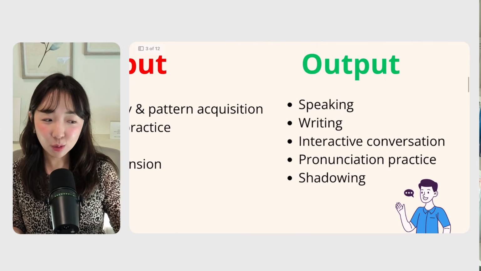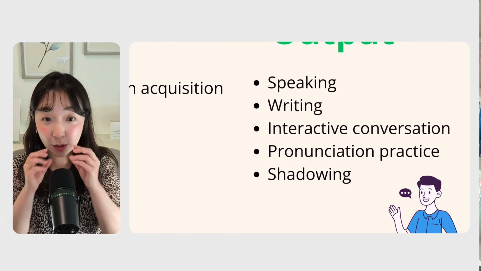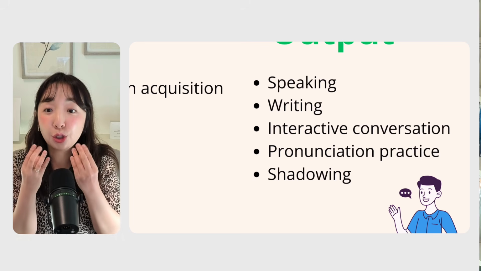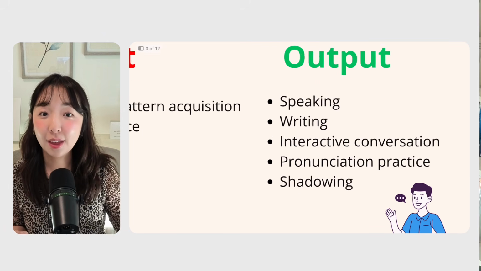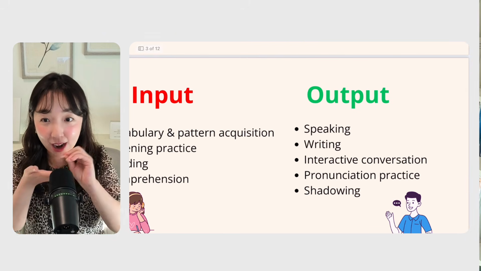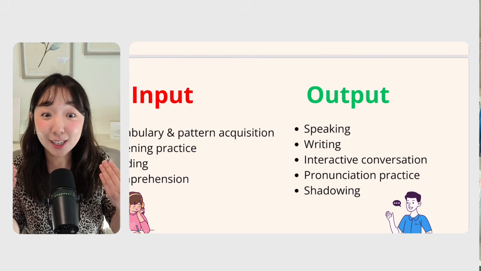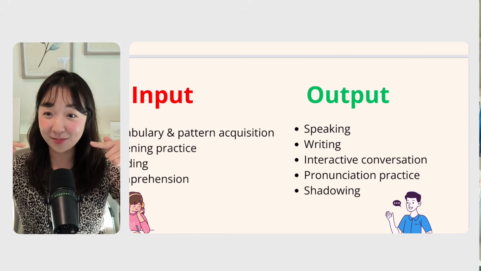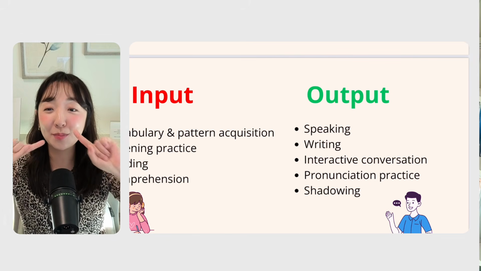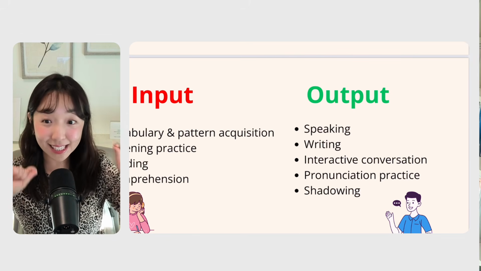But are you doing enough output? Like going out of you. That's what's producing out of your mouth. And you're speaking it, you're writing it, you're having interactive conversation, you're having pronunciation practice, or shadowing. You're producing words from you by shadowing me, and that's output.